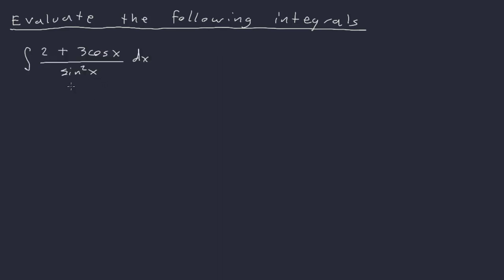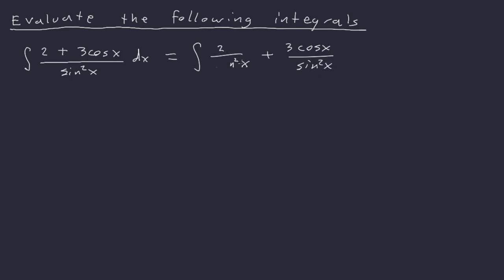All right, here's another example involving trig where some algebra is going to be required. Again, we need to change the way this looks, because as a fraction like this, we won't be able to approach it. And even if we could do the integral of just the top and the bottom, this sine squared is going to cause us problems. So whenever you see one like this, I would recommend splitting up the fraction, so that you have 2 over sine squared x plus 3 cosine x over sine squared x.